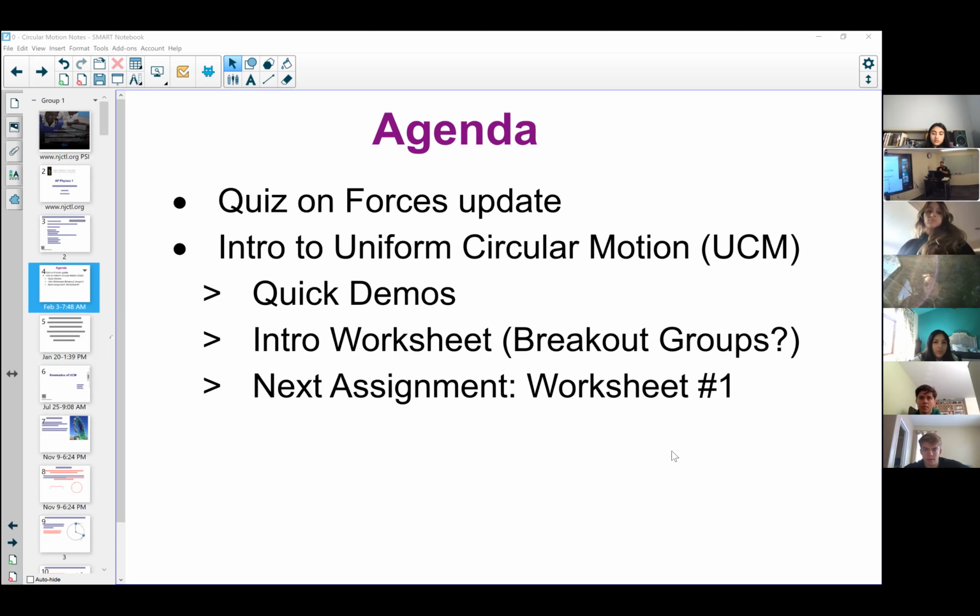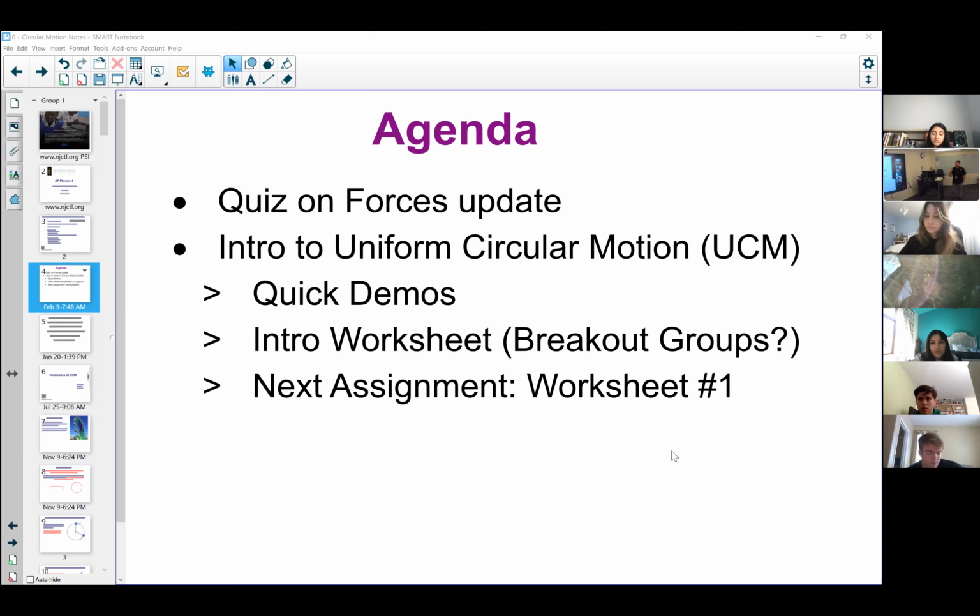We are starting Unit 7, and Unit 7 kind of has 2 parts to it. So one part is uniform circular motion, which is what we'll be learning today and Friday, and then also next week. And the second half of it is rotational motion, and that's what we'll be covering the first 2 weeks after we get back from the winter break, or ski week, as a lot of people call it.